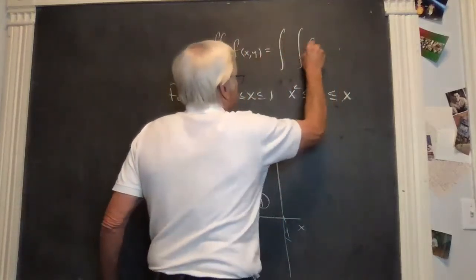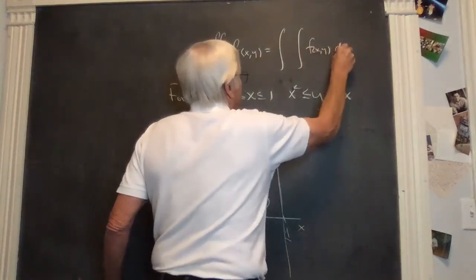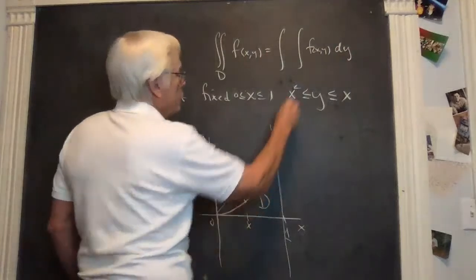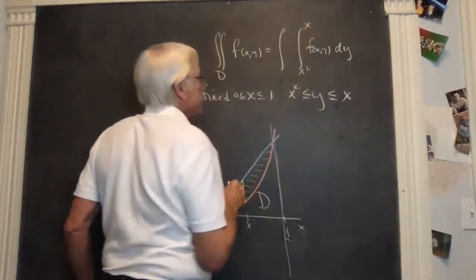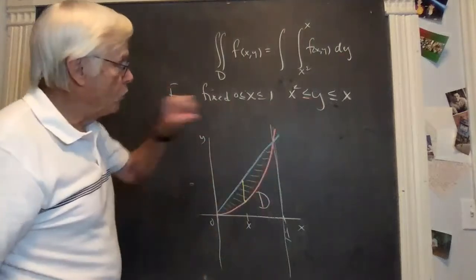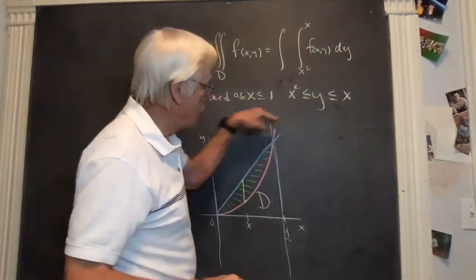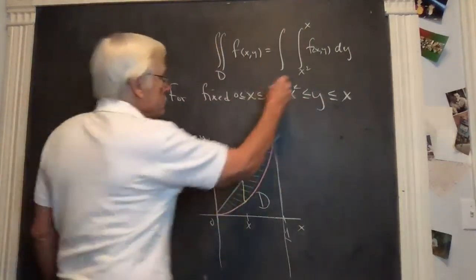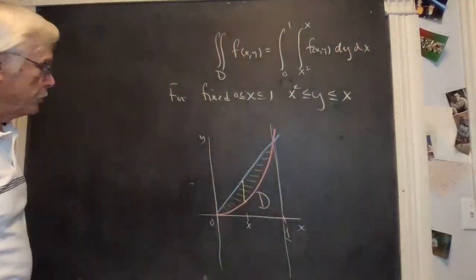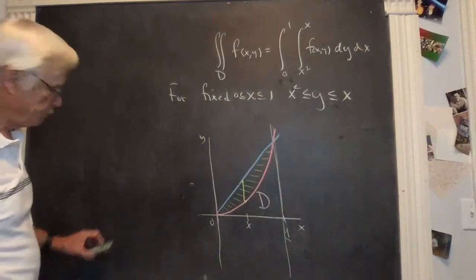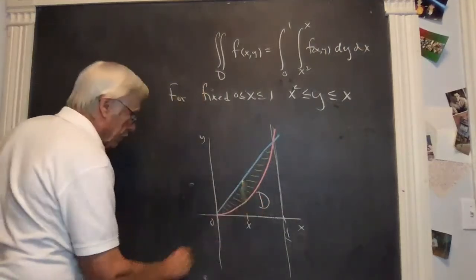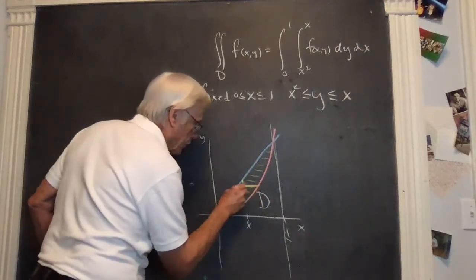The first thing you do is integrate with respect to y, between x squared and x. That's because of the way this is given. Y here is varying between two functions of x, and then x goes between 0 and 1. But you can do this another way as well. If we don't look at our cuts as vertical, you can look at them as horizontal.